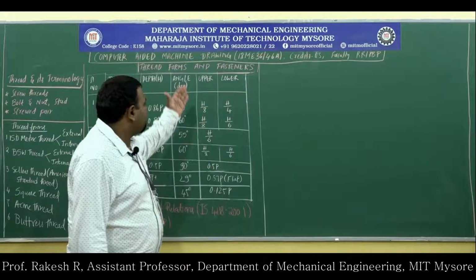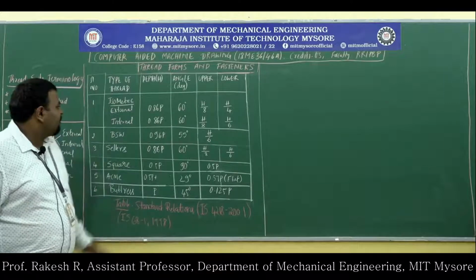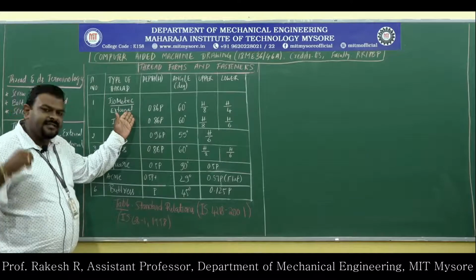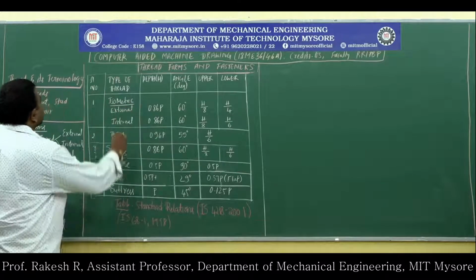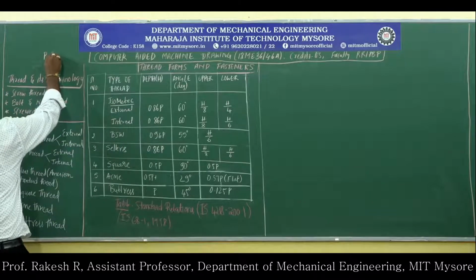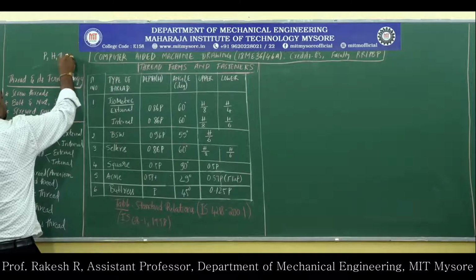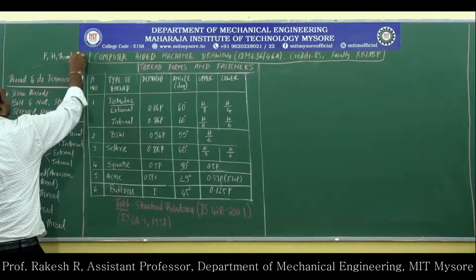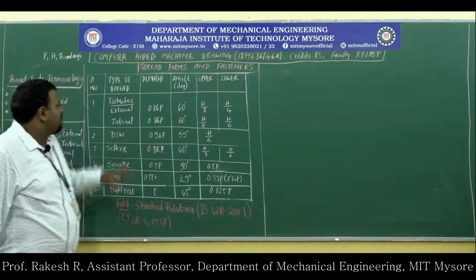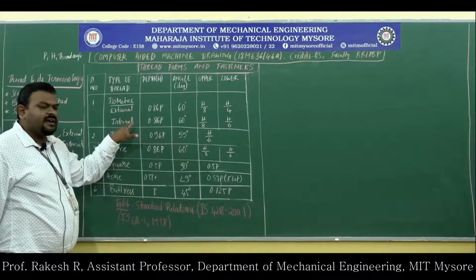So this table shows the relations of different thread forms. For the isometric thread, the standard terminology we will be taking is pitch, then depth of thread, then angle or thread angle. These are the 3 dimensions which are important in order to draw a thread. In isometric, again there are 2 things: one is external thread and the other is internal thread.